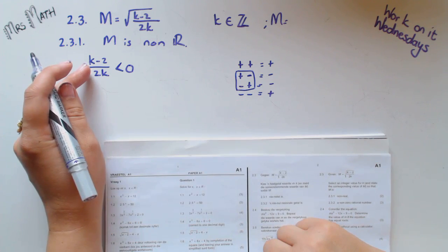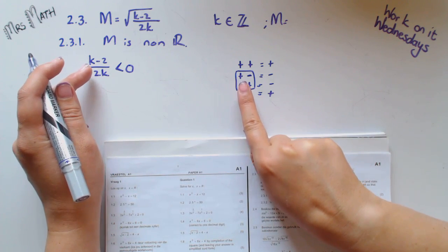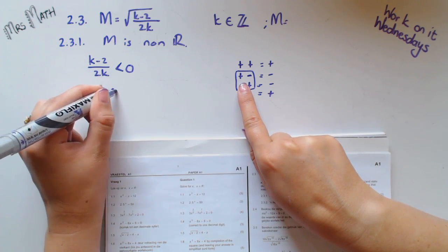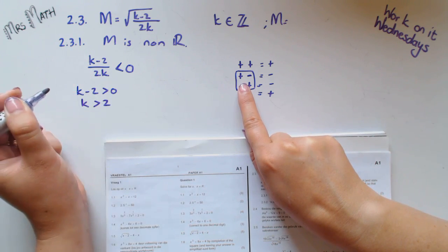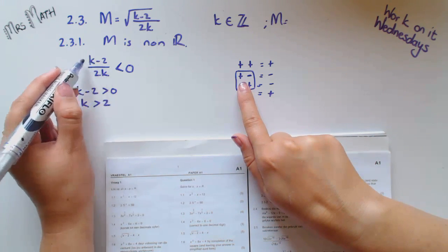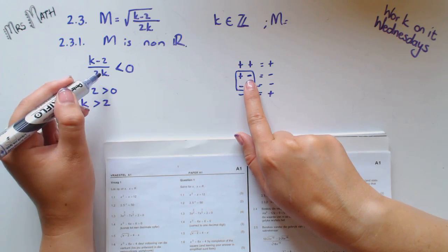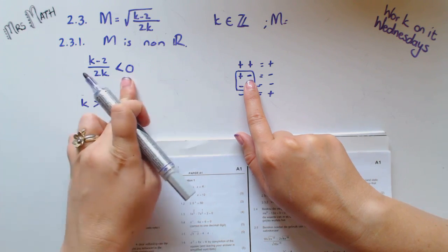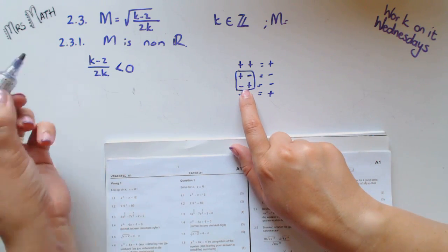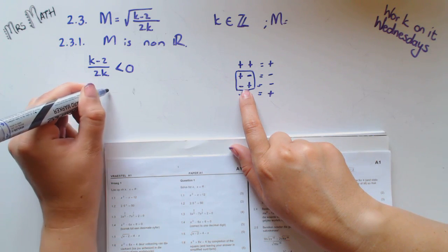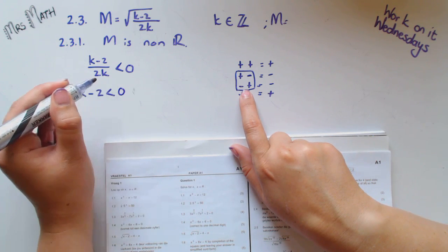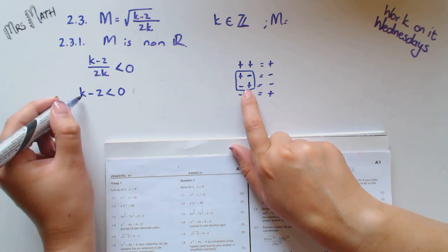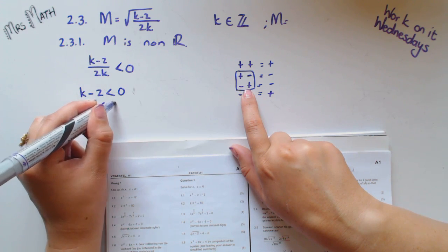So the k minus 2 is positive for k bigger than 2. And if this top is positive, I want my bottom to be negative. But if k is bigger than 2, this bottom is not going to be negative. So this is not going to work. So let's look at this one. If my k minus 2 is smaller than 0, so the top one is the negative one, then the bottom one must be positive. That means k must be smaller than 2.